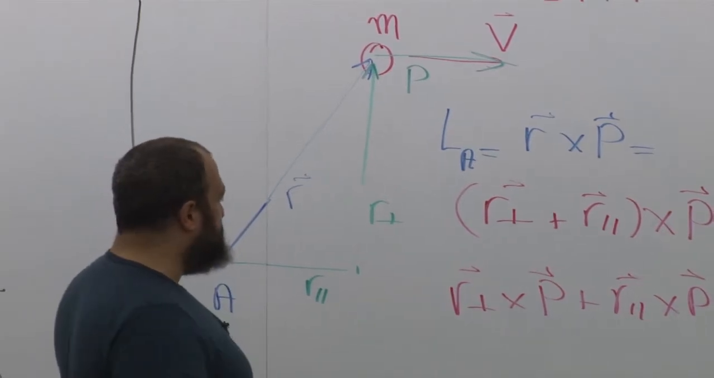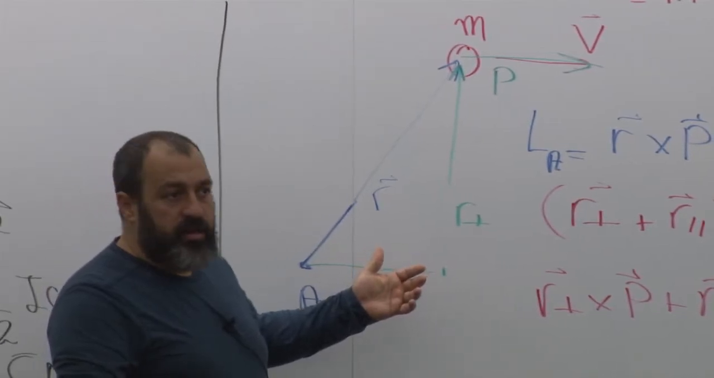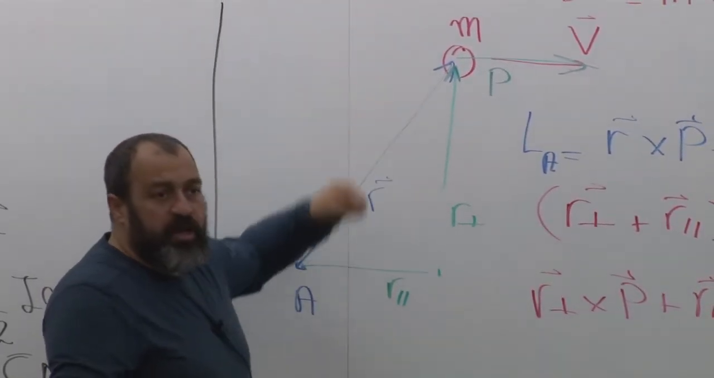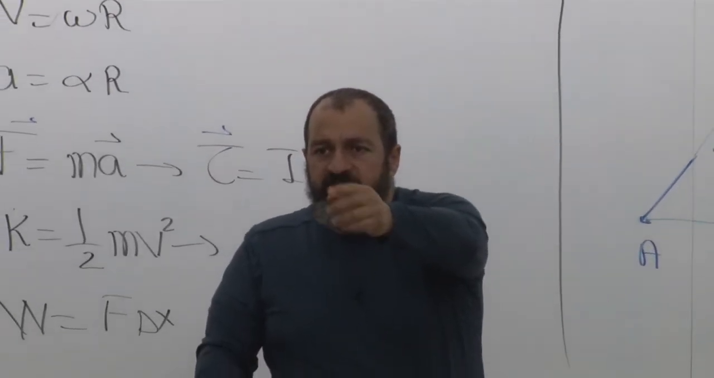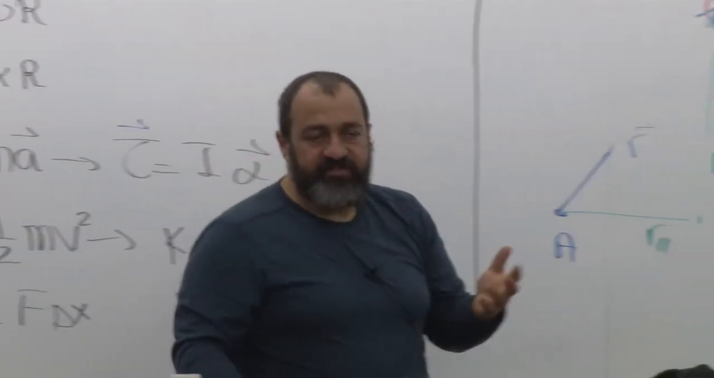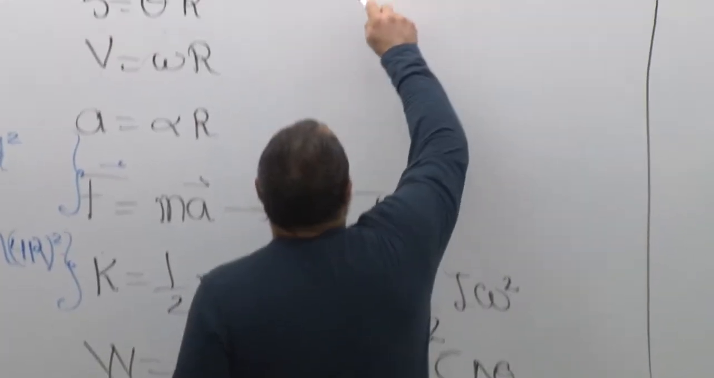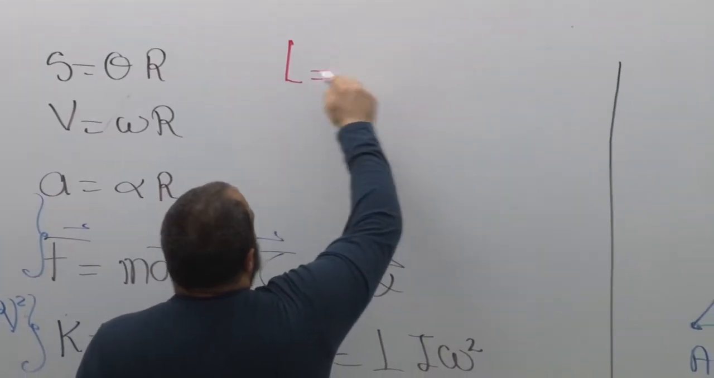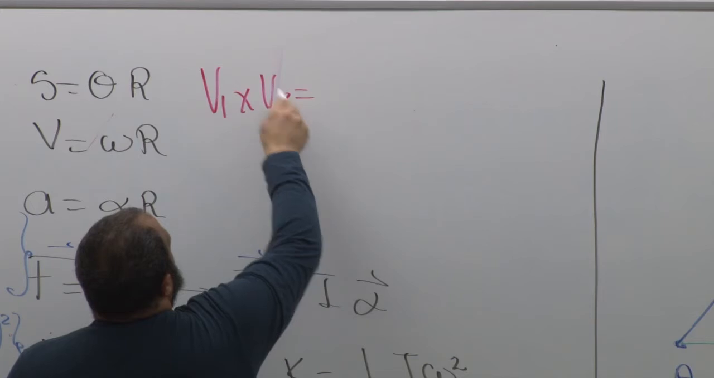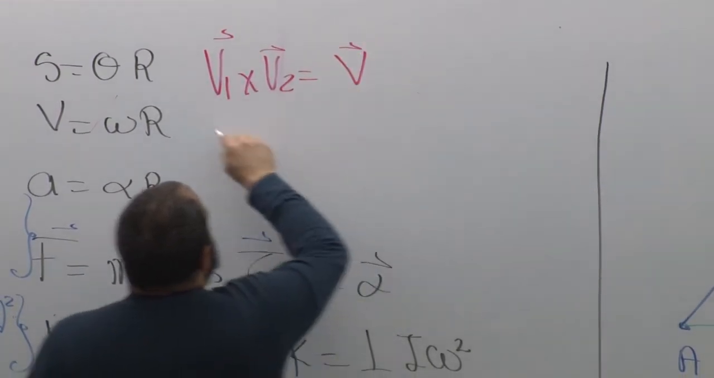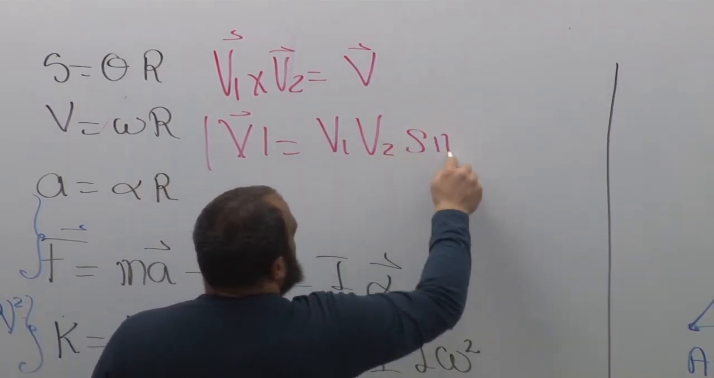And in this regard, R parallel cross P is what? R parallel to what? R parallel to P. Remember, the magnitude of a cross product is what? R P sine theta. Let's go back to what the definition of a cross product is. The cross product between two vectors, let's say vector V1 cross V2 equals some vector V. The magnitude of V is given by V1 magnitude, V2 magnitude, sine of the angle between them.